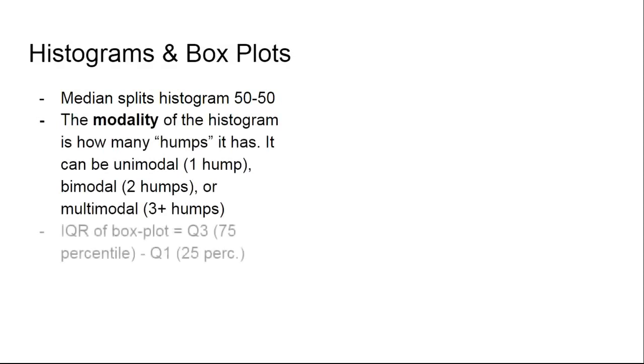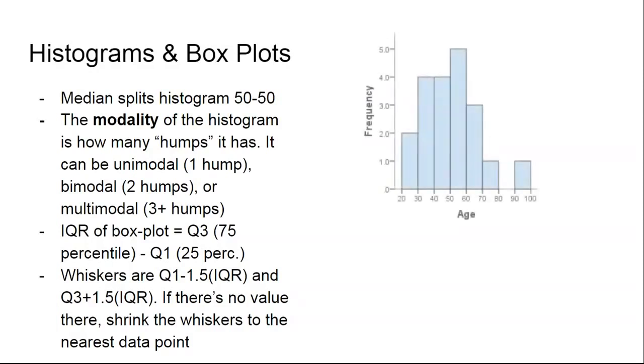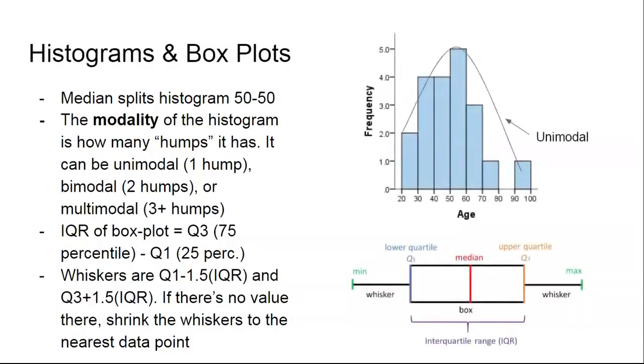A box plot shows data in terms of the median and quartiles, Q1 and Q3, which create the box. The difference of Q3, the 75th percentile of the data, and Q1, the 25th percentile, is the IQR of the box plot. The whiskers are Q1 minus 1.5 times the IQR, and Q3 plus 1.5 times IQR. If there's no data point at that value, shrink the whiskers to the nearest data point. Here are some helpful visualizations.